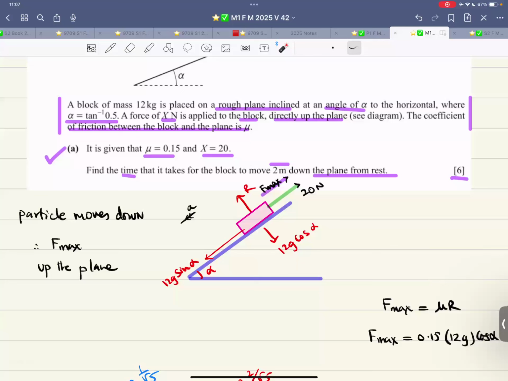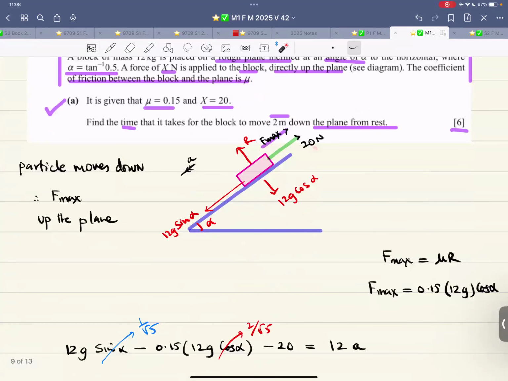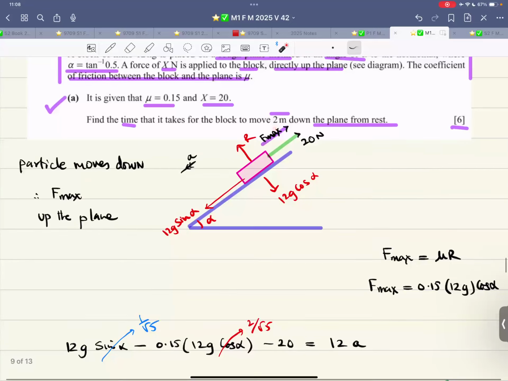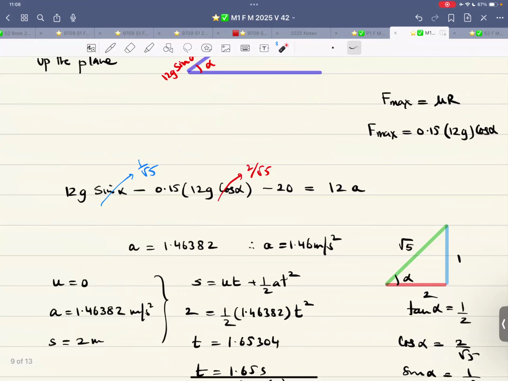There are some basic forces that you need to label right away. Inclined plane, down the plane, mg sine theta or sine alpha. This is mg cos alpha. Normal reaction force perpendicular to the plane. And over here, X is acting up and the value of X is given over here, which is 20. Since the particle is moving down, F max acts up the plane because F max is parallel to the surface and it always opposes motion. So F max is up. F max is mu R. R is this thing. Multiply it with this. That is F max. I'll plug in the value of cosine alpha and sine alpha later.